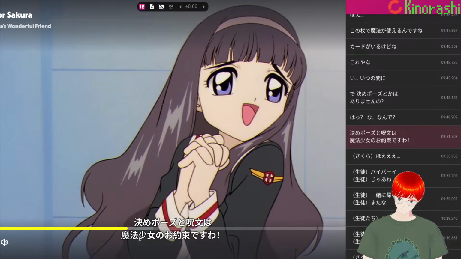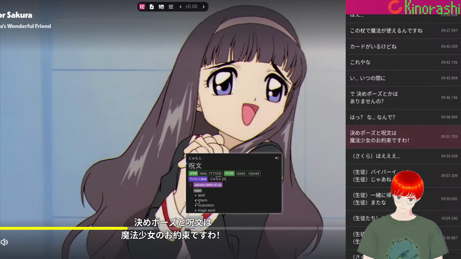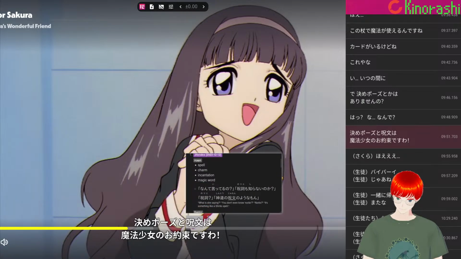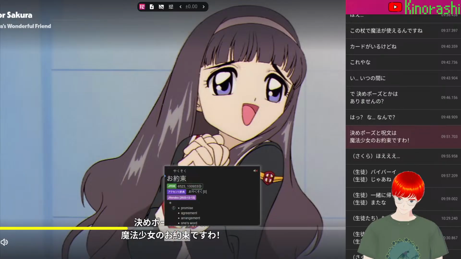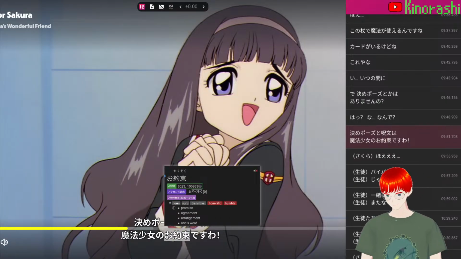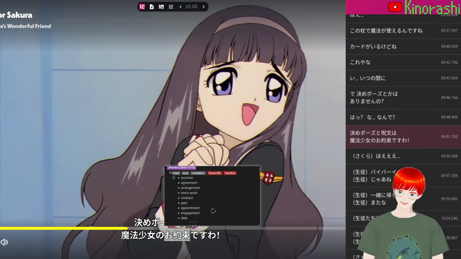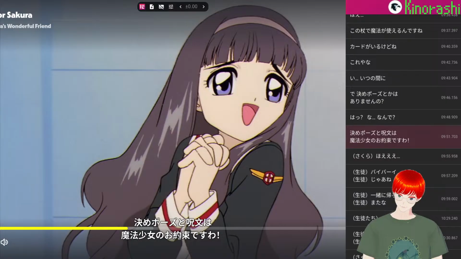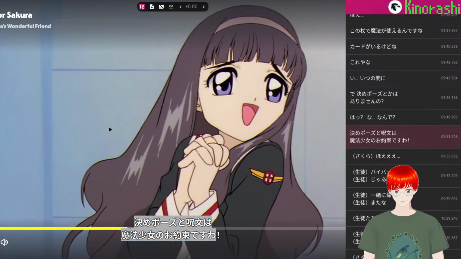Maho. Shoujo. So magical girl. So I'm guessing as for the charm, magical girls. Oyakusoku, promise, agreement, pact, arrangement. So let's see what that comes out to be. The signature pose, an incantation, or a magical girl's promise, you know.